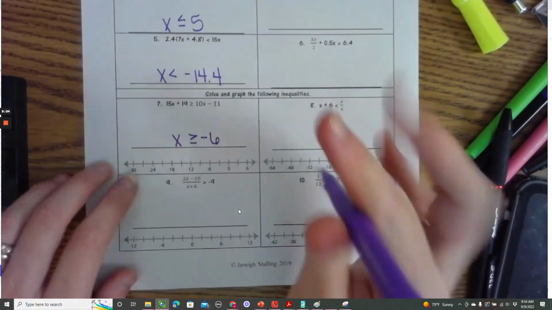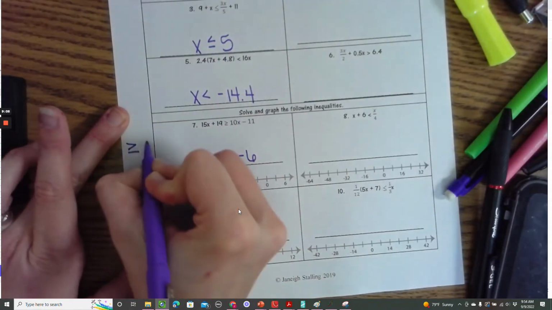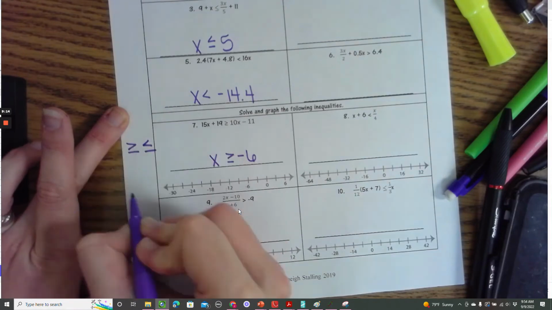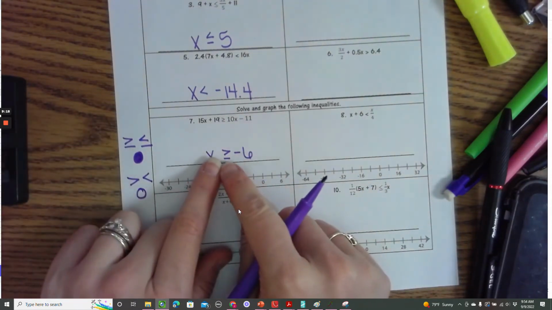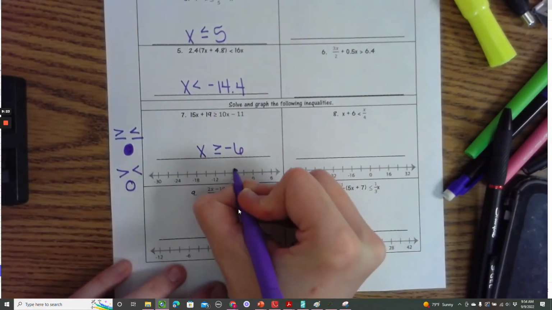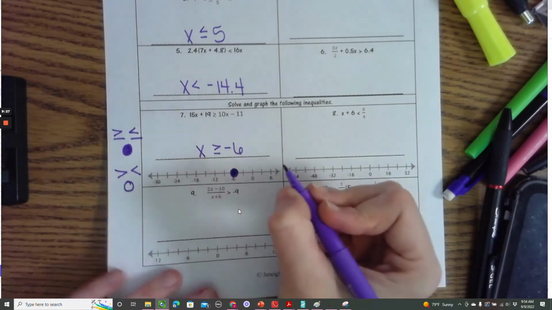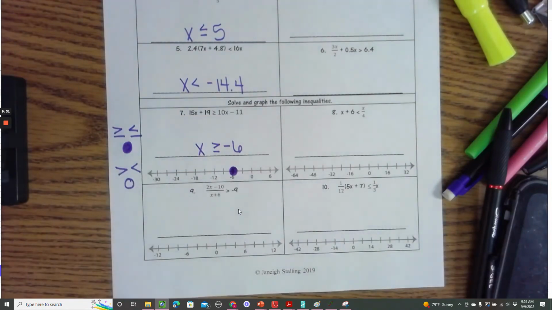So here's how we graph. If the sign is greater than or equal to or less than or equal to, we use a filled in circle. If it's just greater than or less than, we use an open circle. So here, I'm going to put a filled in circle at negative 6. And then x is greater than. So I want my arrow to point towards all the numbers greater than negative 6.